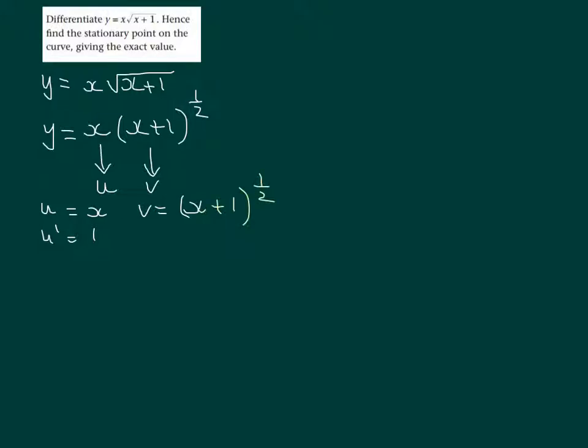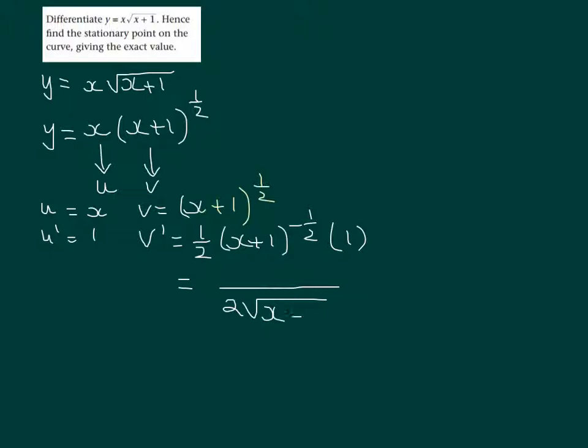Oh, and the colour's changed. And v dash is a half x plus 1 to the minus a half times by 1, which we don't really need. So if we simplify that, it's 2 on the bottom. Oh, whoops. I'll move that over. So 2 on the bottom and a root x plus 1, because the negative a half tells us that's what is being raised to negative a half. Okay, has to be a fraction. And there's just simply a 1 on the top.